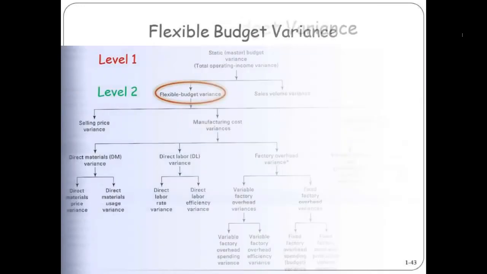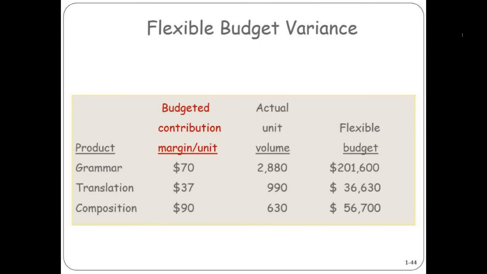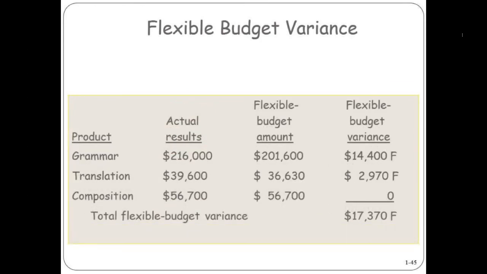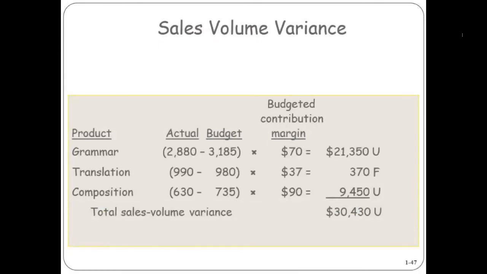Now let's look at the flexible budget, just to get it out of the way. These are the actual contribution margins per unit, extended by the actuals and the budgets. The flexible budget amount uses the actual volume and the budgeted price. And you can see that that's favorable. So your flexible budget variance is favorable. See the sales volume variance. That's unfavorable. So this is what we're going to focus on now.